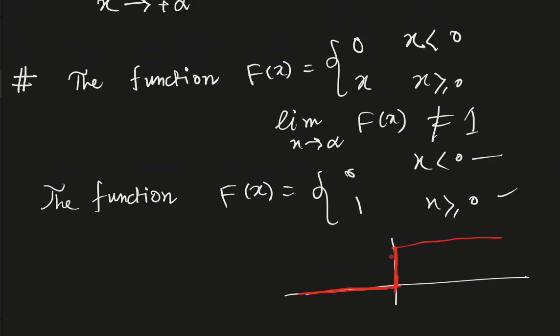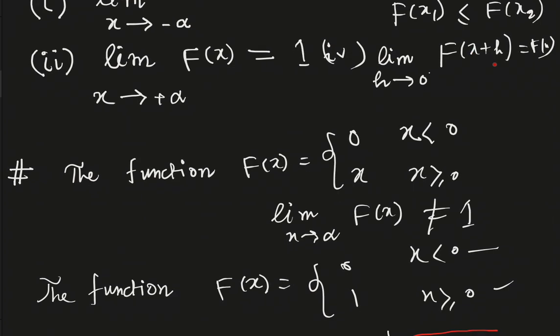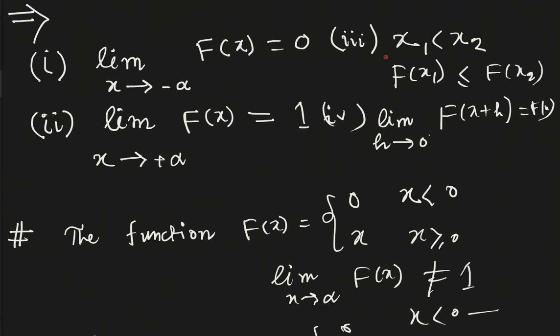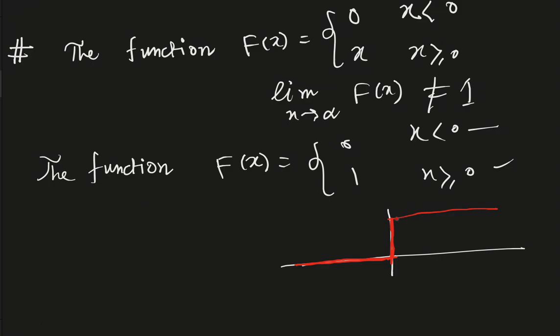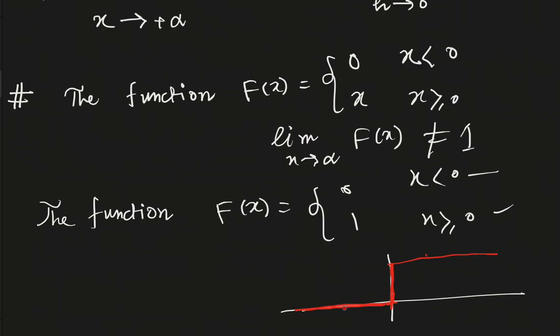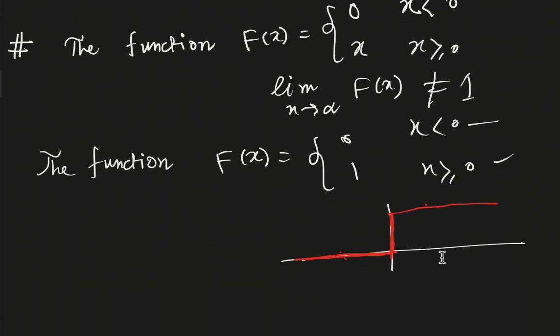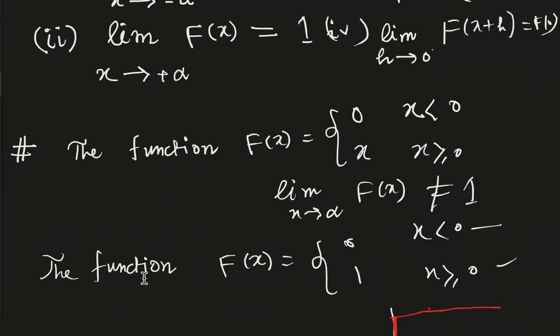You can see here that if x1 is less than x2, anywhere, then f(x1) is either equal or less than f(x2). So here and here, both regions it is satisfied, and here also the third property is satisfied. And last, limit h tends to 0, f(x plus h) equals f(x), so that is also true. So that means this is also a CDF.